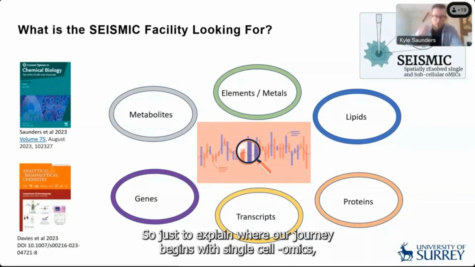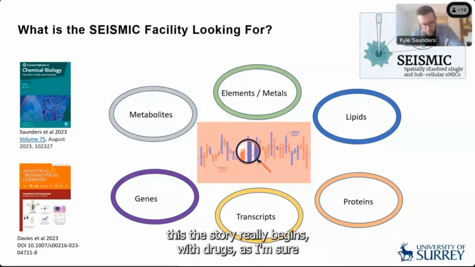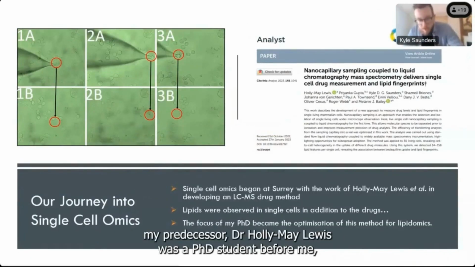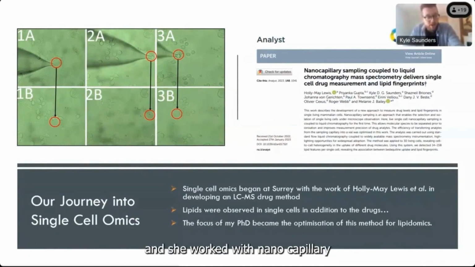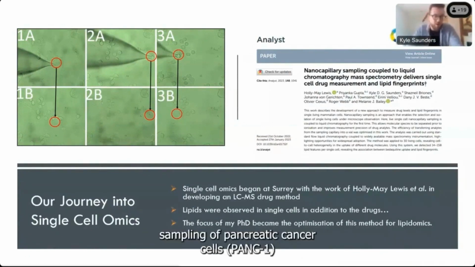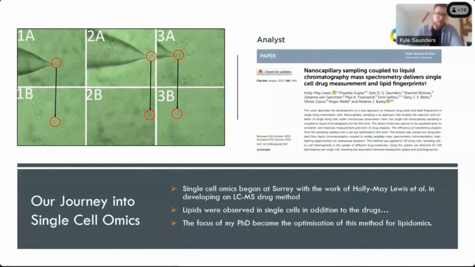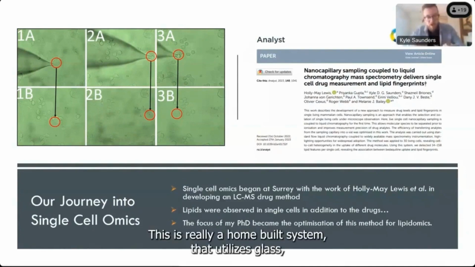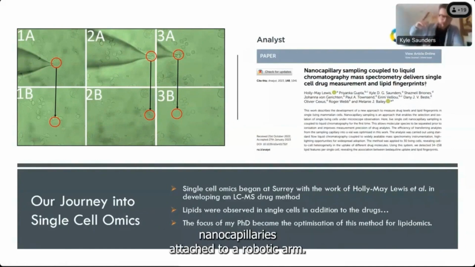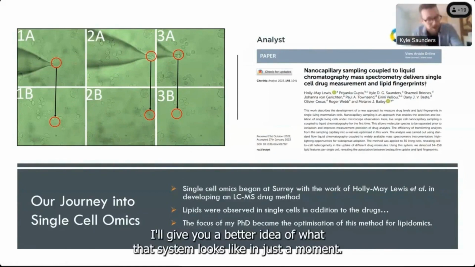So just to explain where our journey begins with single-cell omics, the story really begins with drugs, as I'm sure many interesting stories do. My predecessor, Holly-May Lewis, was a PhD student before me, and she worked with nanocapillary sampling of pancreatic cancer cells in the pancreas. And you see an example of this. This is really a home-built system that utilizes glass nanocapillaries attached to a robotic arm on a microscope. I'll give you a better idea of what that system looks like in just a moment.